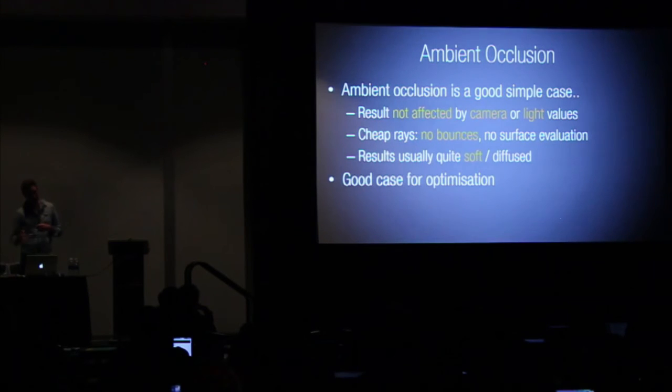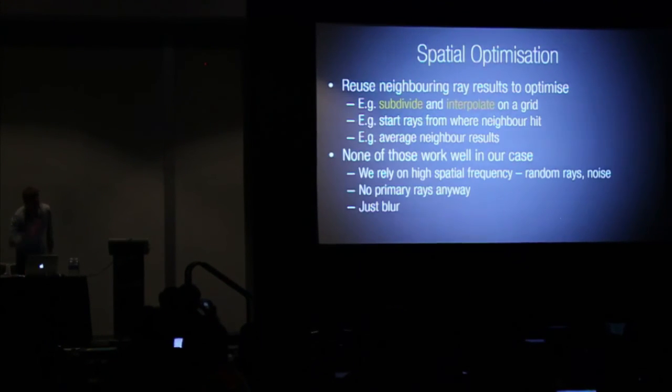And the other thing is the results are quite soft. They're quite diffused and blurry, which means that you're more likely to be able to get away with cheating because the results are soft anyway.